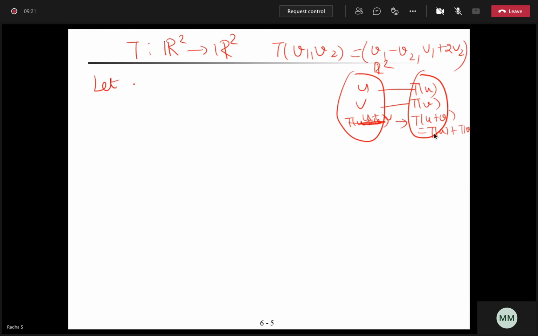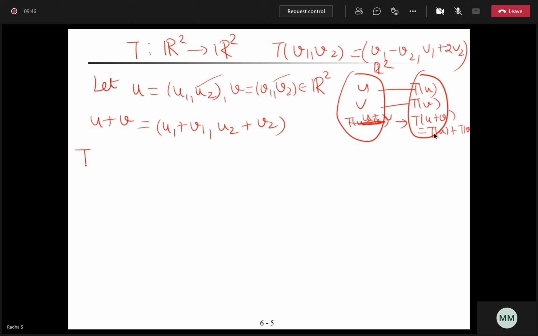So first I need u and v from R square. Let u equal (u1, u2) and v equal (v1, v2) belonging to R square. Two elements from R square, right? So I need to check T of u plus v equals T of u plus T of v. What is u plus v first? Just add these two: (u1 plus v1, u2 plus v2). So T of u plus v is T of (u1 plus v1, u2 plus v2).